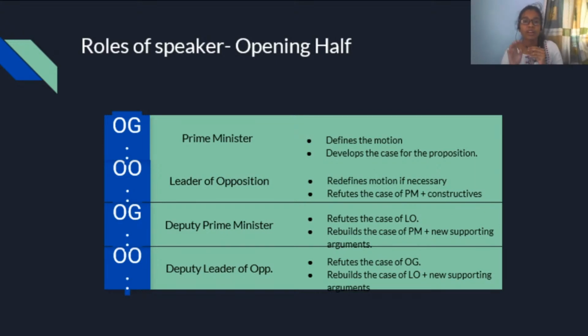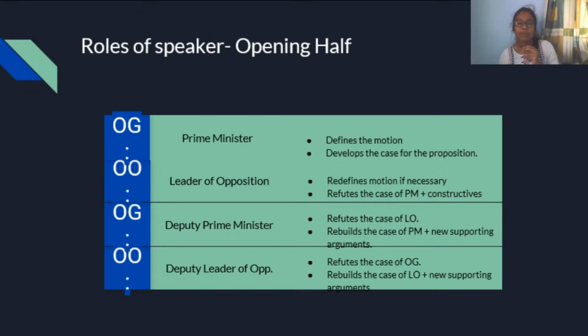And also, LO should refute or build rebuttals against the PM's cases, and should also bring other new constructs from their own opposition side. And then we move on to the deputy prime minister and deputy leader of opposition. Both of these speakers pretty much have the same role to play. What they'll be doing is rebutting against the case that has already been built by their respective opposition team. For example, the deputy prime minister will review the case given by the leader of opposition and also rebuild the case the prime minister has already given before, along with new supporting arguments. So that's what the deputy prime minister will be doing.